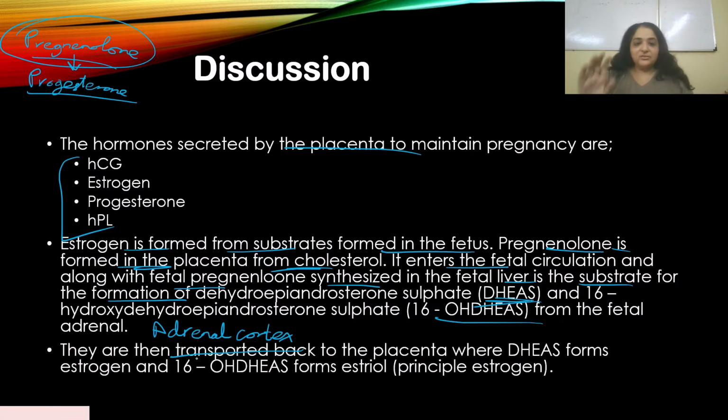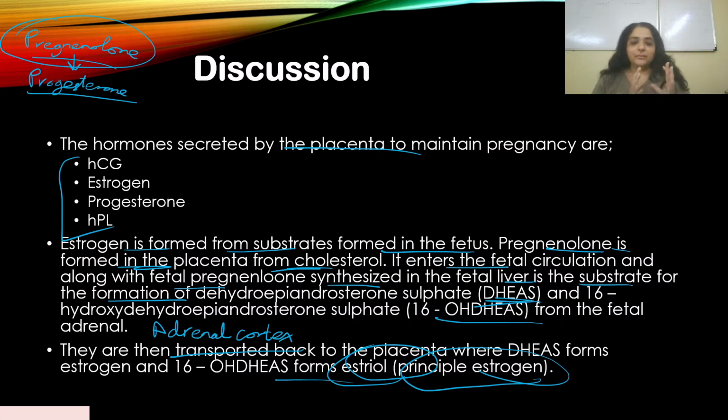Now they are transported back into the placenta, where DHEAS forms estrogen and 16-OH DHEAS forms estriol, which is the principal estrogen. There's an important, interesting test that doctors do. They check the level of estriol, or the production of estriol, in the urine. They test whether it's present or not. If it's present, they know that fetal development is functioning normally. This is one of the tests that doctors tend to do.